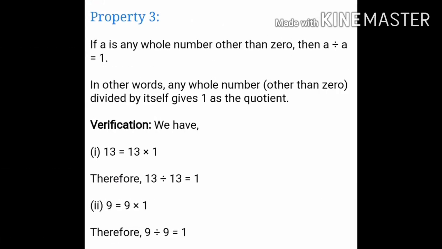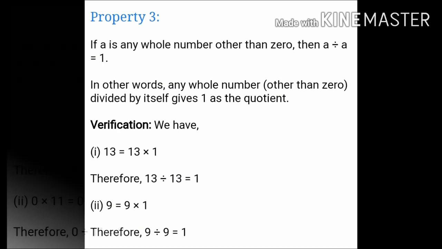Okay. Next is property 3. If A is any whole number other than 0, then A divided by A is always equal to 1. For example, 13 divided by 13 is equal to 1. 9 divided by 9 is equal to 1. Why? Because we know that 1 into 9 is equal to 9 and 13 into 1 is equal to 13.